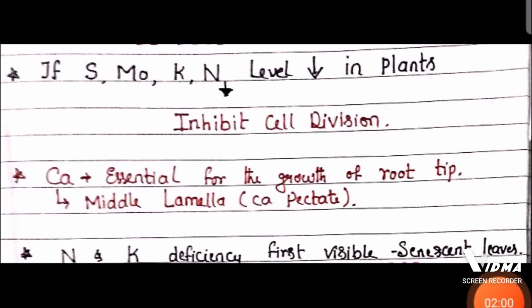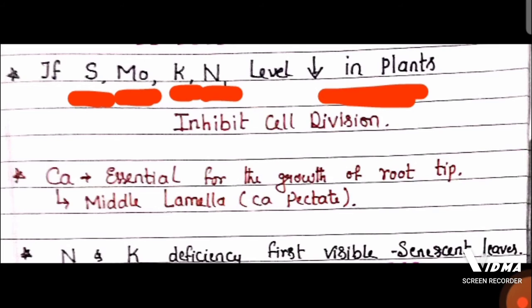Then if the level of sulfur, molybdenum, potassium and nitrogen decreases in plants, it is going to inhibit cell division. If cell division is inhibited, it is going to affect the growth also. So remember, sulfur, molybdenum, potassium and nitrogen, if the level decreases, it is going to inhibit cell division. It is mentioned in the NCERT textbook, so these lines are very, very important.